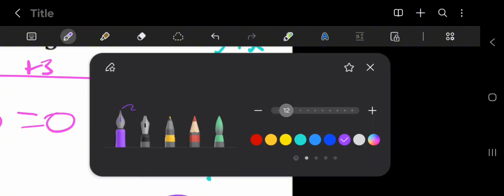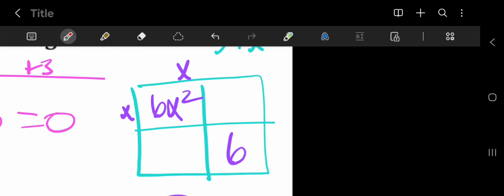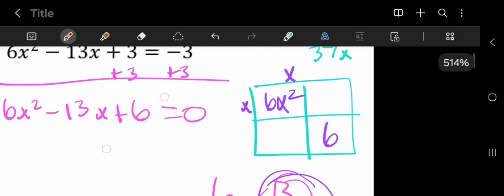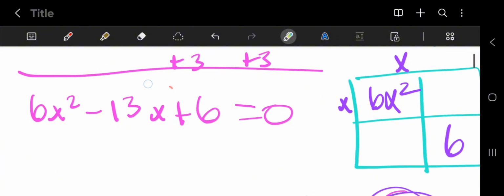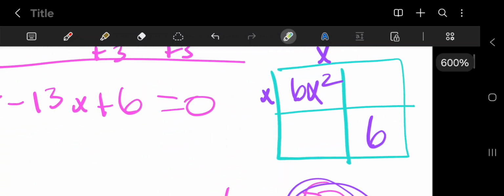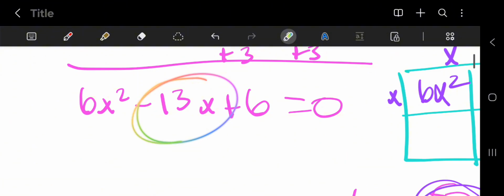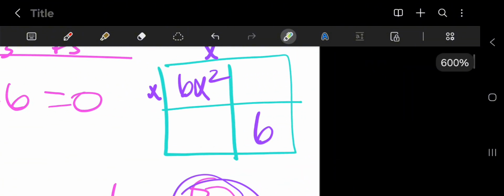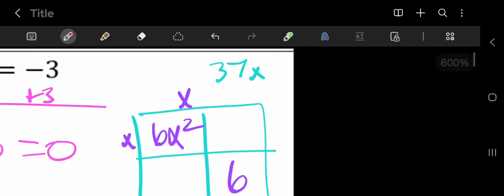So for this one, I'm trying to think. Something that also went wrong with the last one is that this guy right here is a negative, right? Negative 13x, which means this guy is a negative, correct? Well, yes, it's a negative. And this right here is a positive, which means our numbers have to add up to make a negative and multiply to make a positive. So what does that mean? It means our two numbers up here are going to have to be negatives.